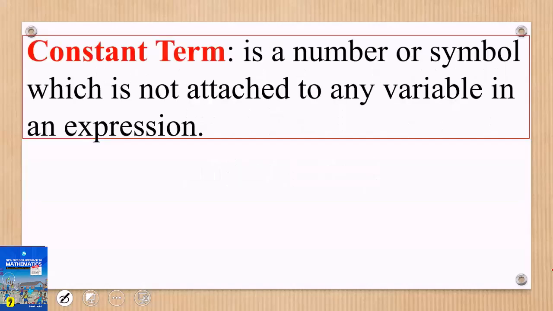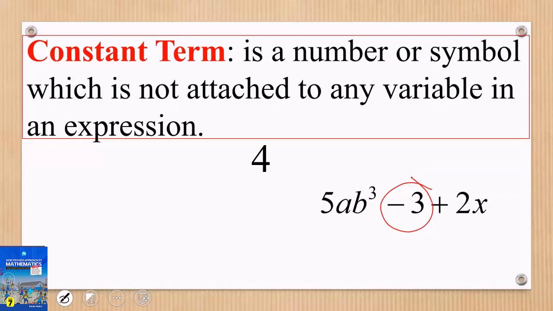Now, the final thing we want to talk about is the constant term. A constant term simply means a number or symbol which is not attached to any variable in an algebraic expression. Like an ordinary 4 is just a constant term. If I have 5ab cubed minus 3 plus 2, here we see this one not having any variable, so it's a constant term. So the constant term here is negative 3, okay, and here the constant term is going to be what? I know your guess is right, that is 17, right?